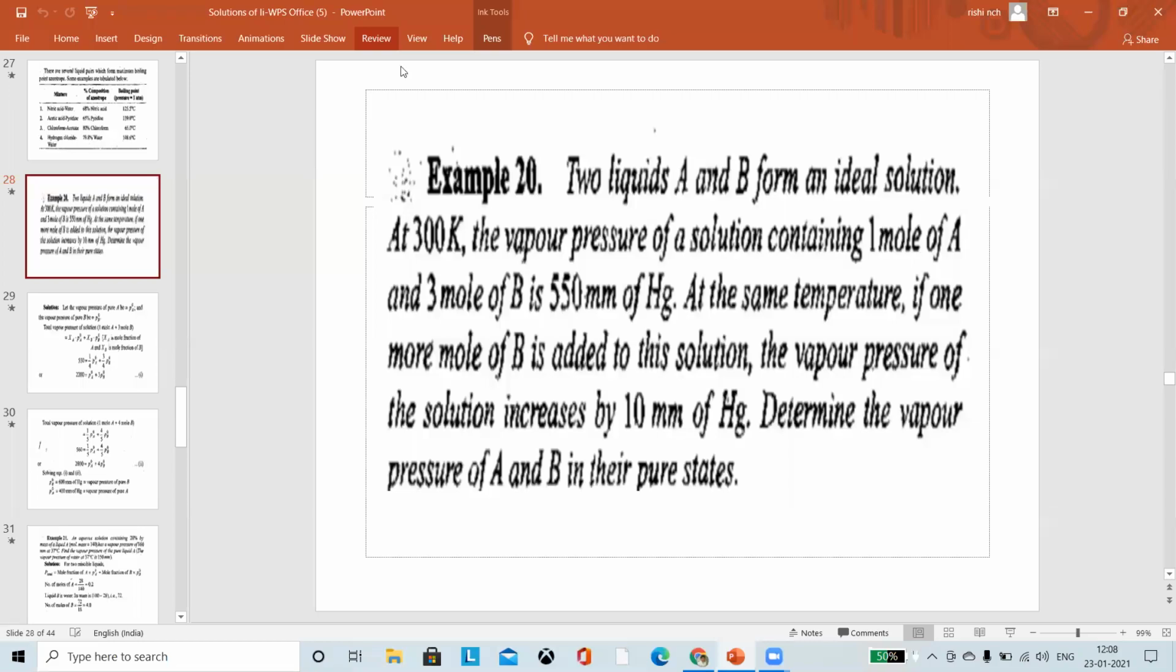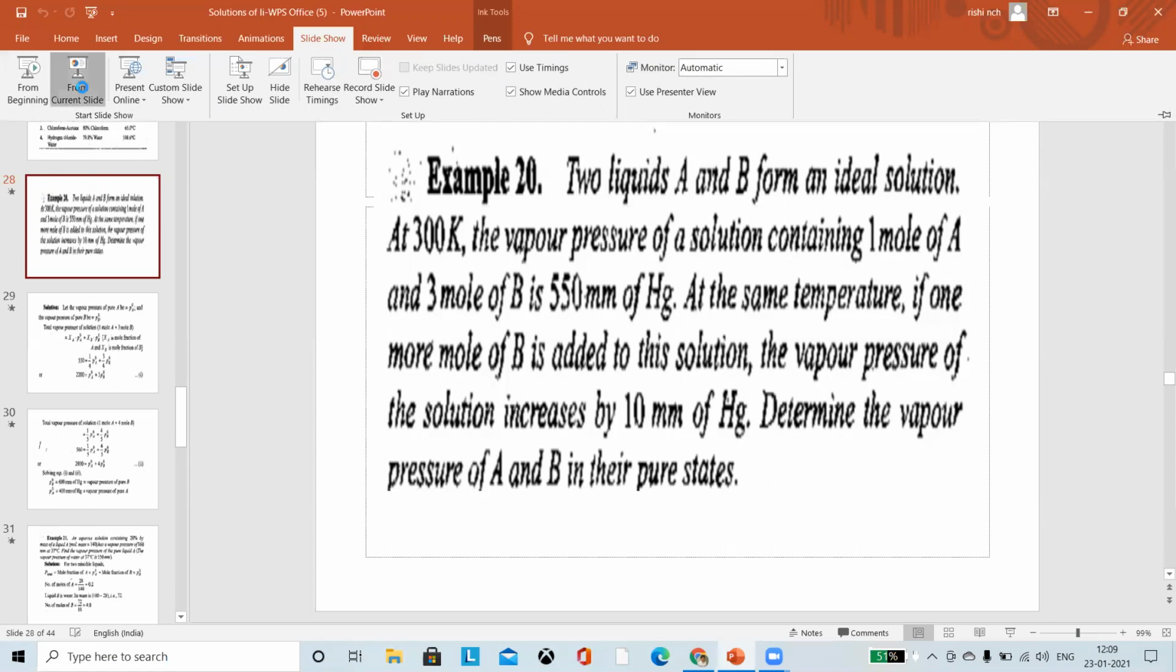Hello everyone. Already we have discussed Raoult's law, Raoult's law for dilute solutions. And today we are going to discuss the numerical problems based on Raoult's law. Some example problems based on Raoult's law we are going to discuss. Okay, so now, the first one.